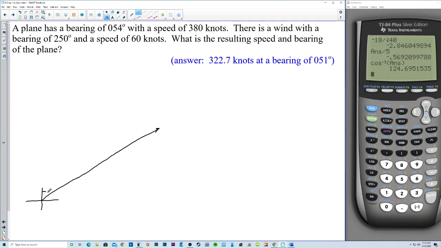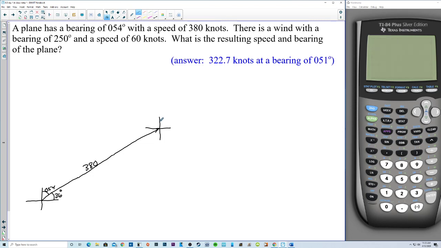Now this right here, that's the true bearing, 054. So the unit circle angle must be, let's see, I need this to be 36 degrees, with a magnitude of 380. Now on the end of that is the wind. Here's the wind. There's a wind with a bearing of 250 degrees and a speed of 60 knots. So I've got to go all the way around.